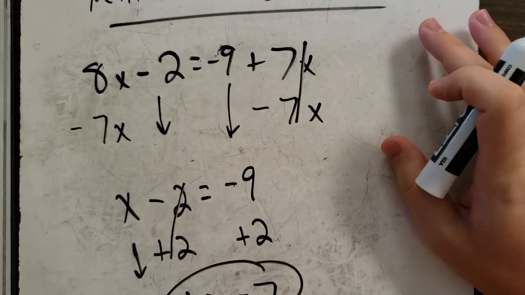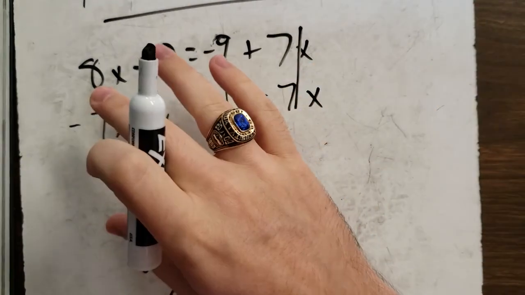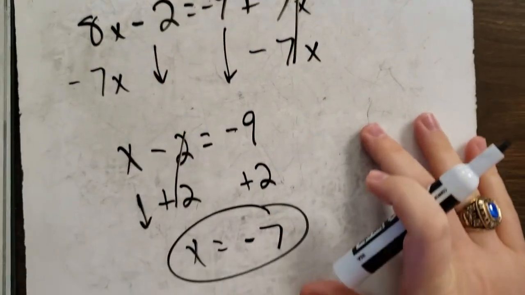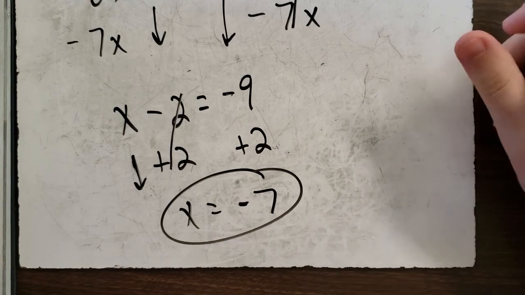Okay? So once again, not that hard. All we had to do was put our letters on one side, our numbers on the other side, and then just move it. Easy peasy.